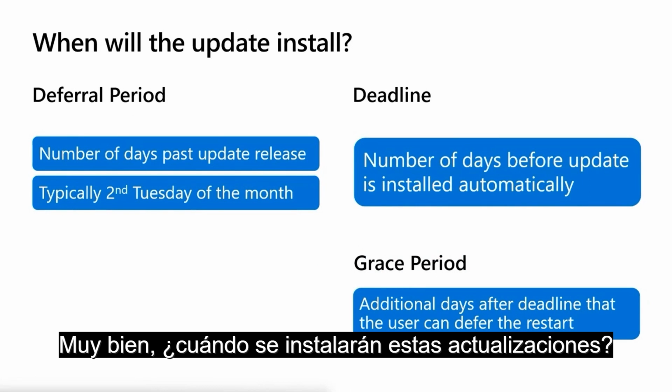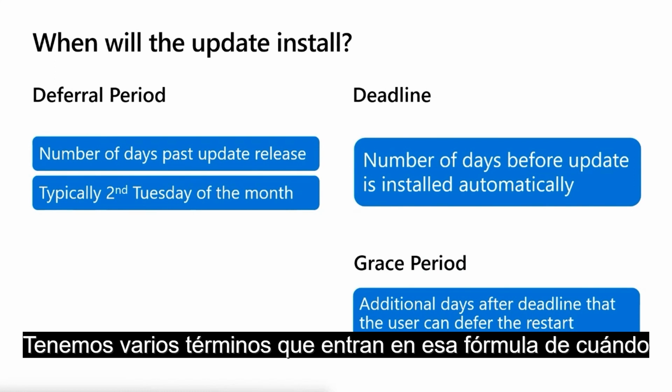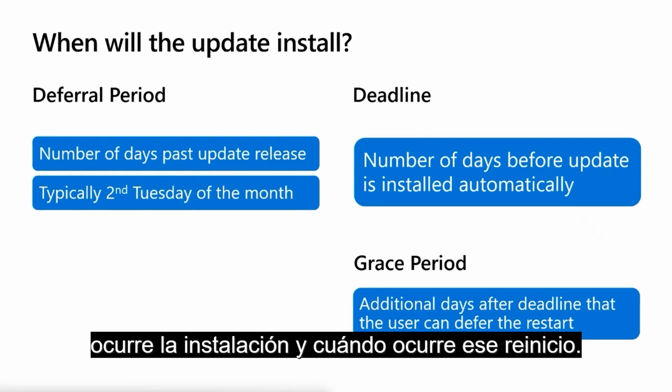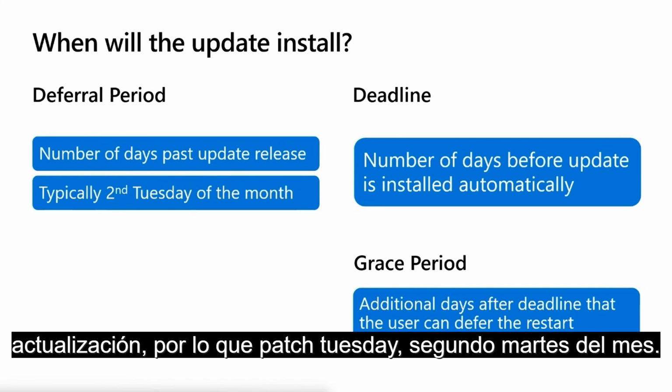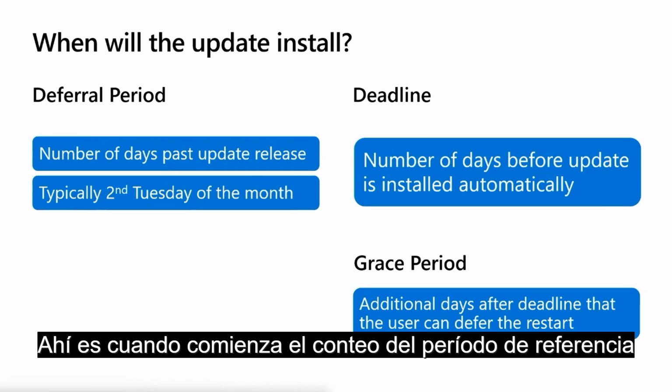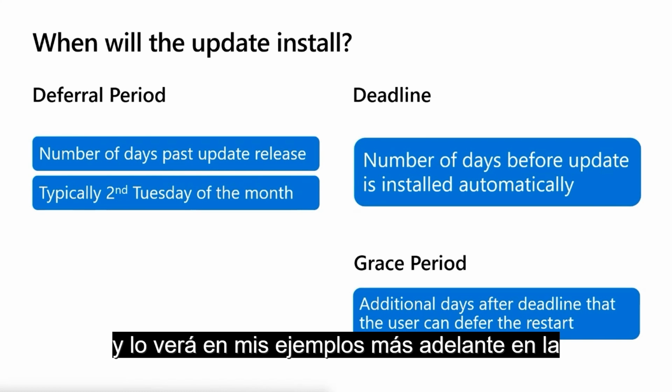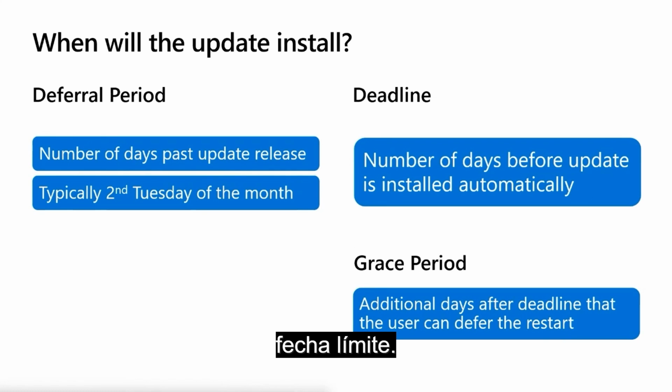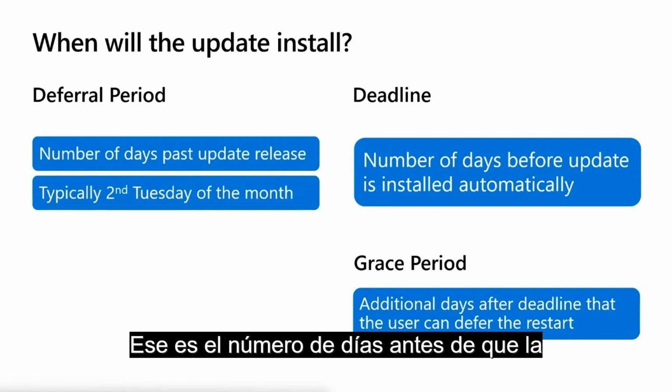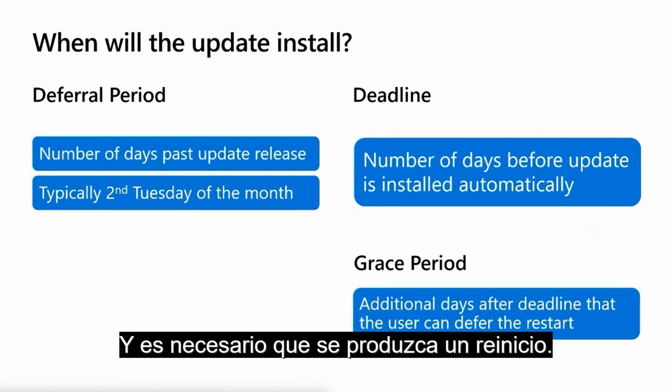All right, when will these updates install? We have several terms that go into that formula of when the install happens and when that reboot happens. The first one is deferral period. This is the number of days past the update release. So Patch Tuesday, second Tuesday of the month, that's when the deferral period counting begins. And you'll see this in my examples later on. Deadline, that's the number of days before the update is installed automatically and the reboot needs to happen.